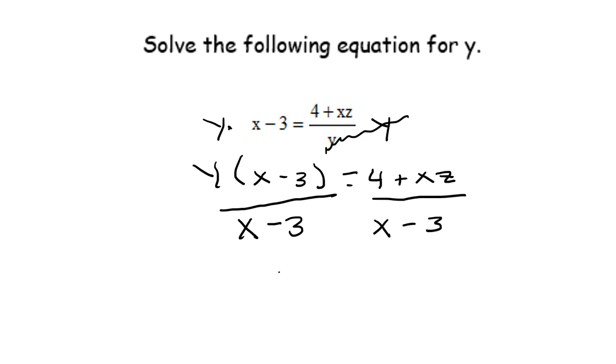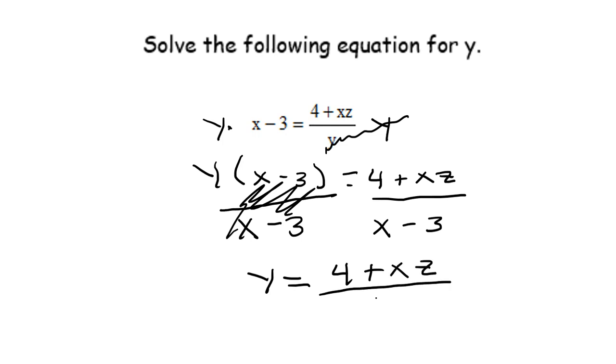I know it looks like a mess, but because this cancels, I'm left with y equals 4 plus xz all over x minus 3. You can leave the x minus 3 in parentheses if you want. It doesn't matter. But again, I got y by itself. I created a new equation. It's a bit of a mess, but my goal was to get y by itself.